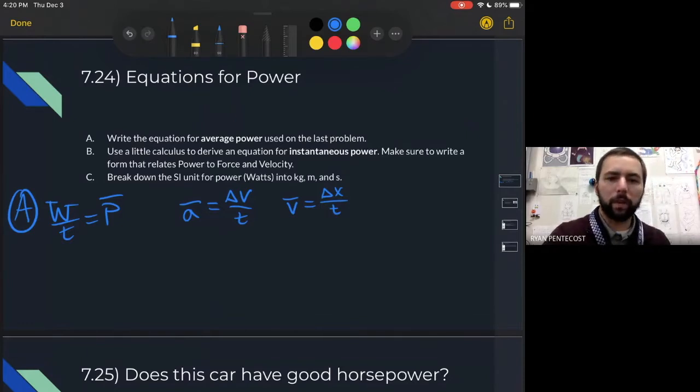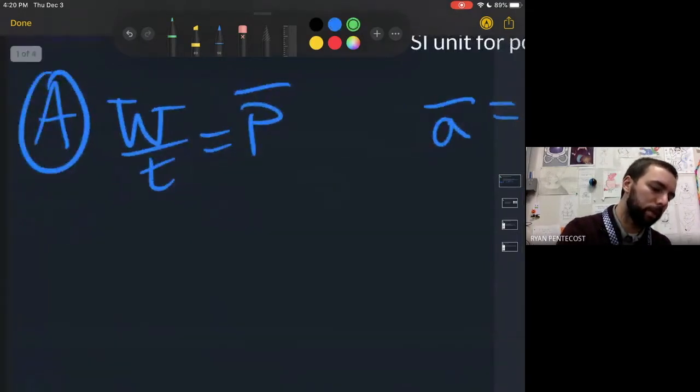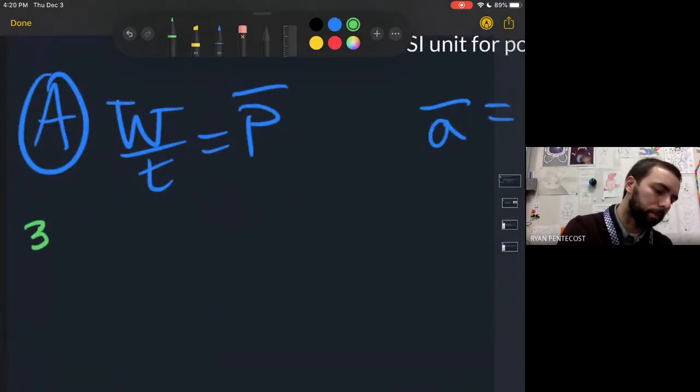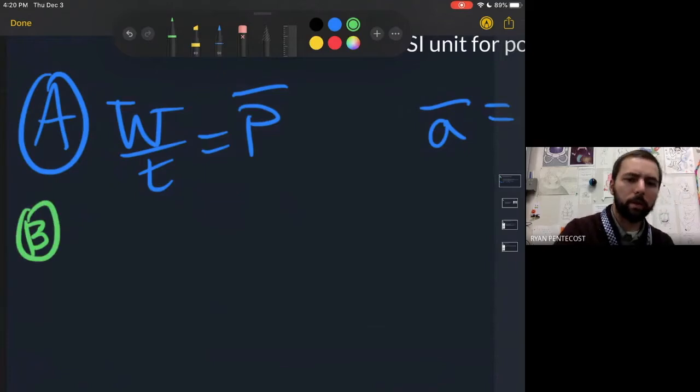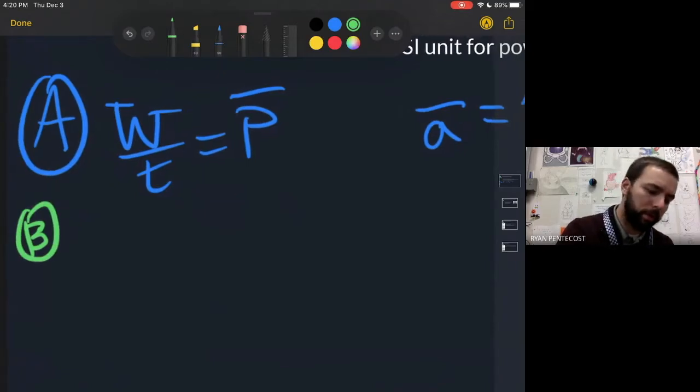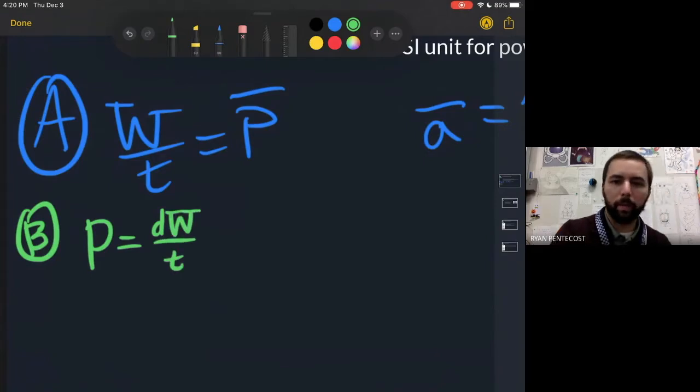Now we'll use a little calculus to get the instantaneous power equation. So I'll zoom in for this. This will be a doozy. So we'll start with the definition that we have, right? Power is the derivative of work over time.